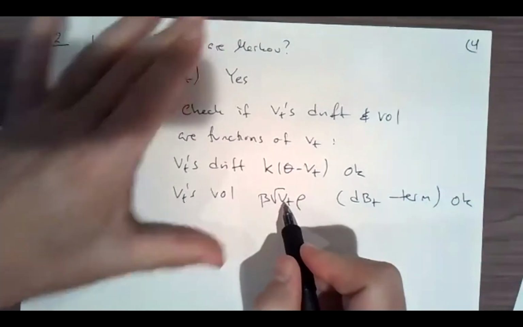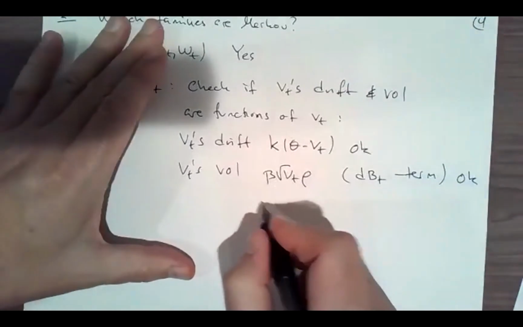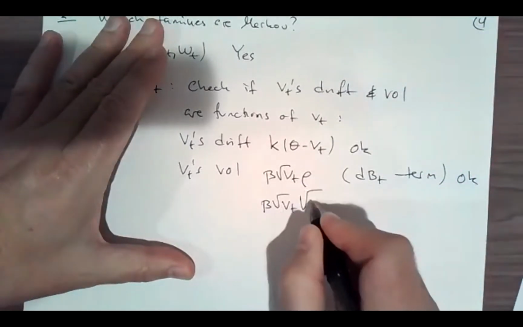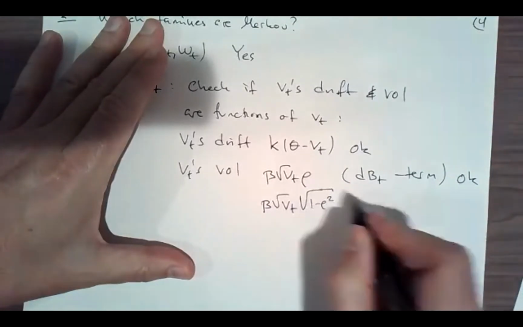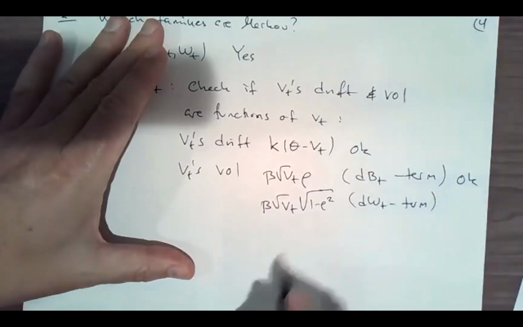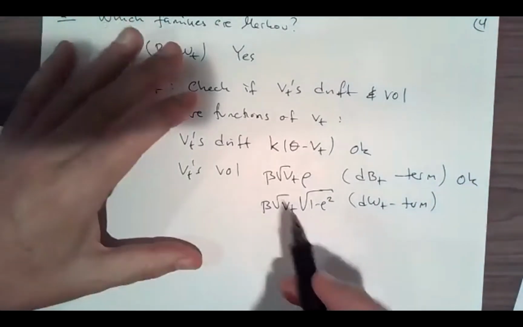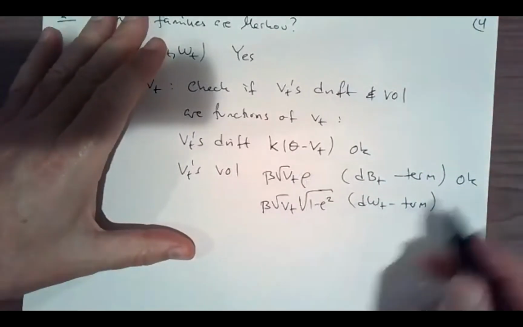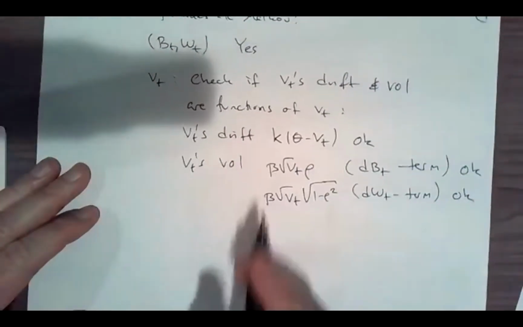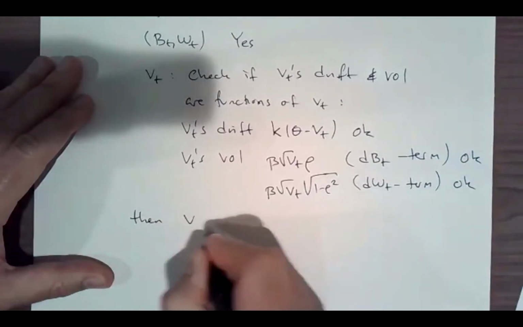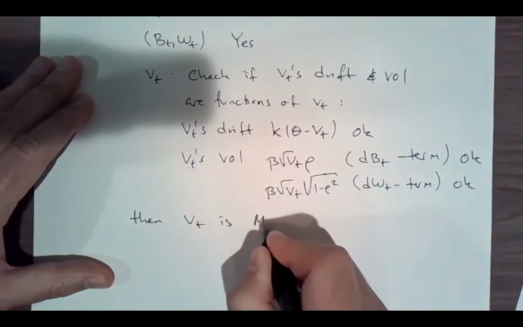This is a function of V. And then the other vol term was beta root VT times square root of 1 minus rho squared. This here was the dW term. Is that also just a function of V? And yeah, it is. This is also okay. So when you can check that off, then VT is Markov.